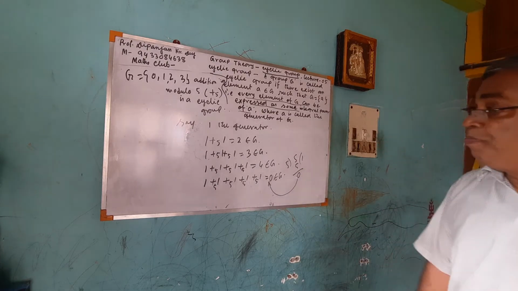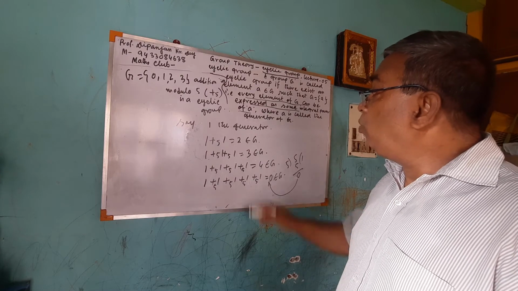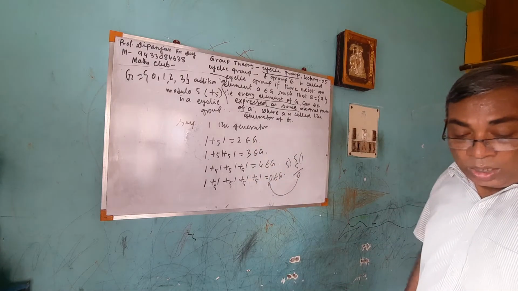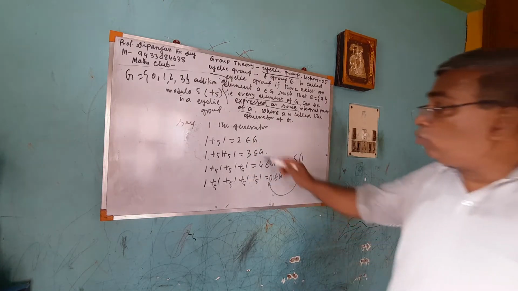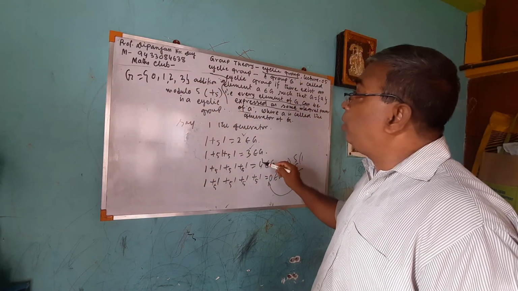Thus we see that 1 is the generator. Then with 1 as the generator, here I am getting 2. 2 belongs to G, 3 belongs to G, 4 belongs to G.